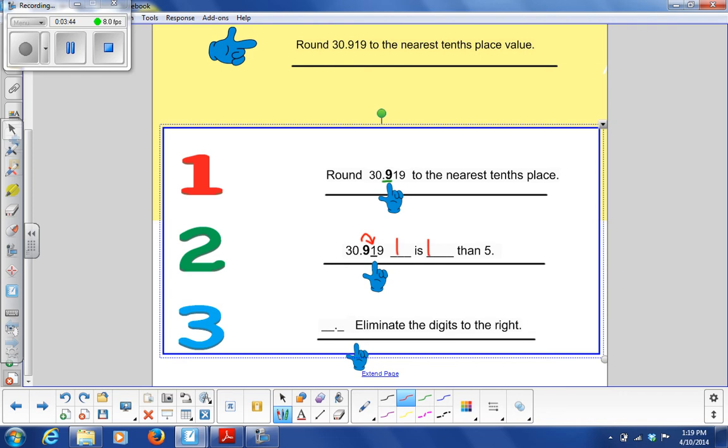So 1 is less than 5. And I know that if it's less than 5, I'm not going to do anything with it. I'm just going to go 30.9. I can change these other ones to zeros if you want. It's the same thing, which we learned last week with equivalent decimals.